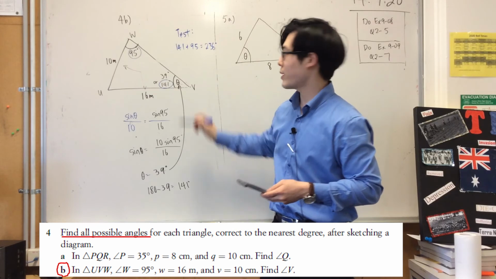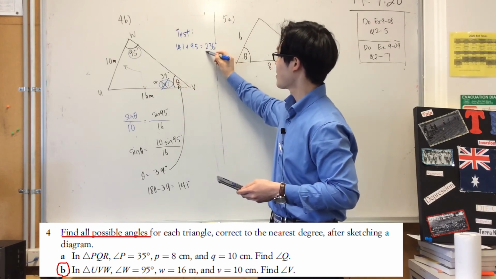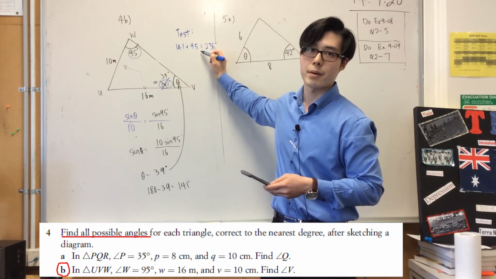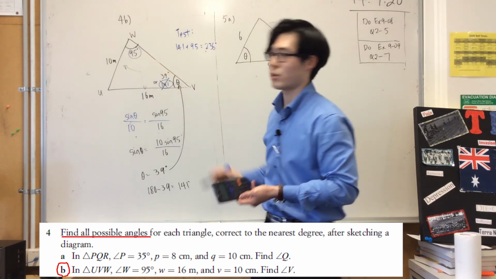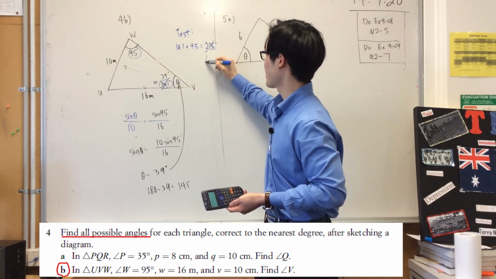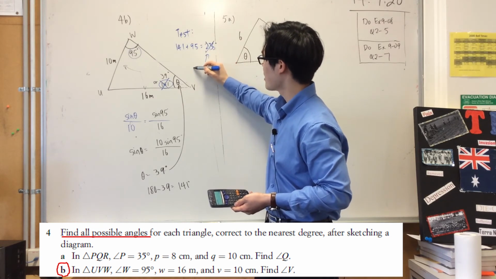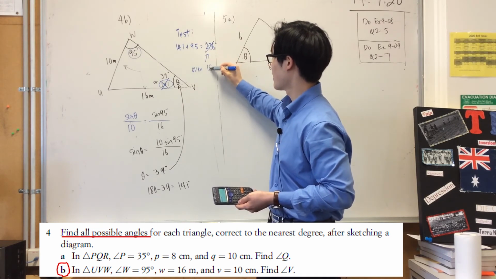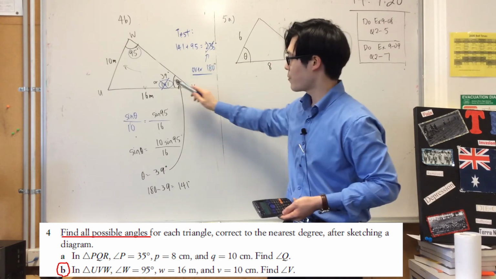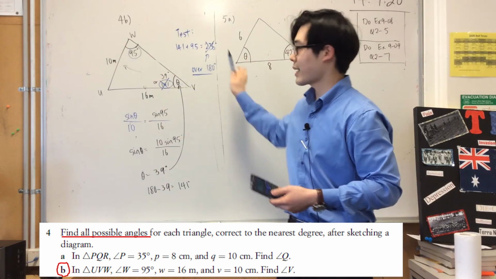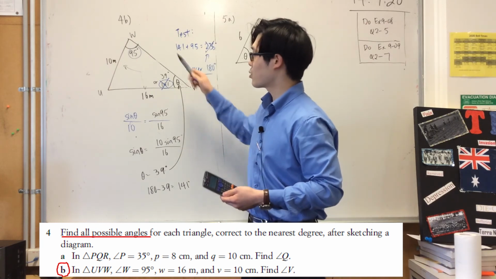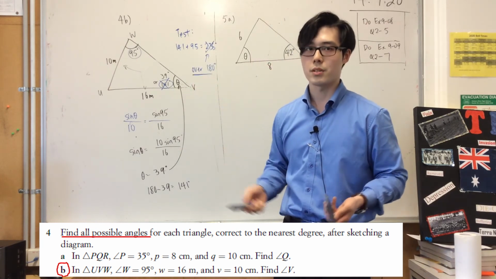So for that reason, this is not a possible answer, because if you add them up and you get a number bigger than 180, that's not possible, because the angle sum of a triangle is 180. So this is not a valid answer because it's over 180 degrees. If you get the obtuse version and you add it to the other angle and it's bigger than 180, cross that angle out. But if you add the two angles and it's less than 180, it is a possible answer.